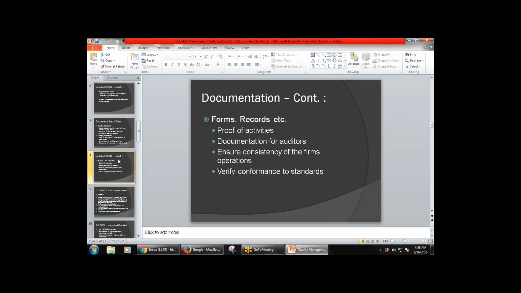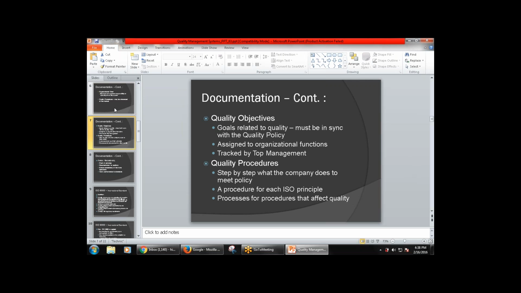Then next, what are the various forms, or what are the various objectives that are carried out for this one, that is also a part of the documentation. So these are the quality objectives related to the documentation, that is goals related to the quality, that the goals must be synchronized with the quality policies. So whatever the quality policy that is carried out, the goals must be related to the quality and must be in synchronization with the quality policy.